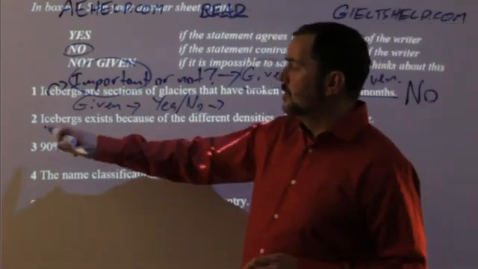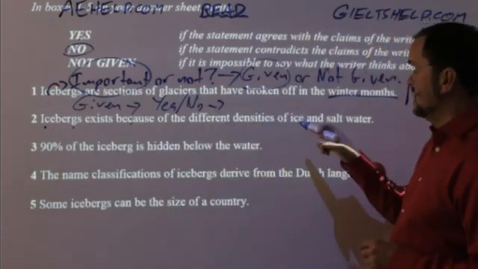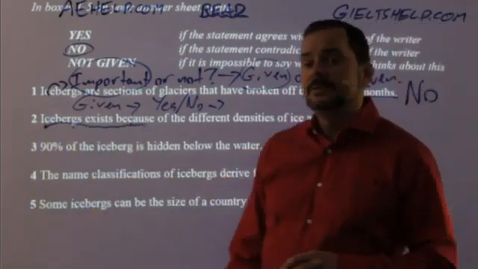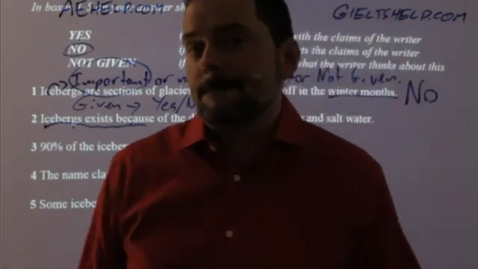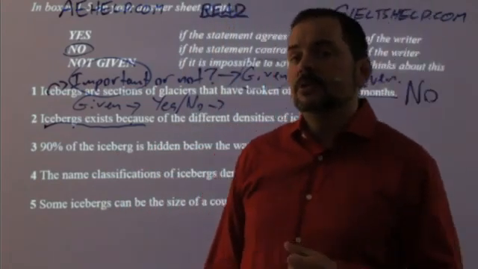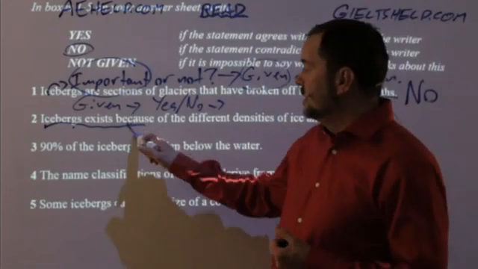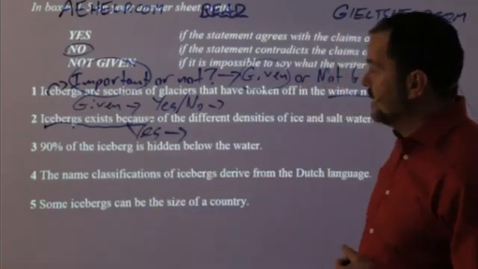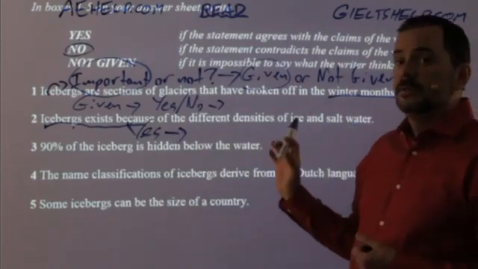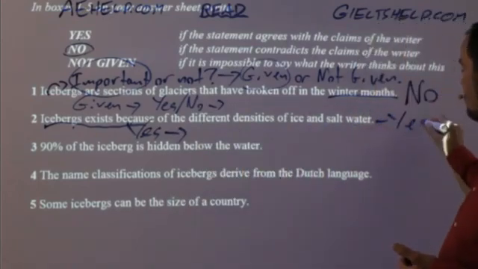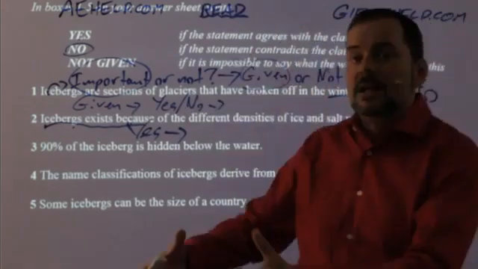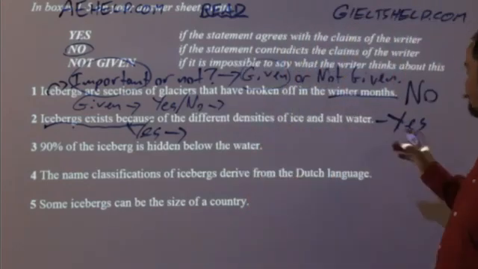All right, number 2, icebergs exist because of the different densities of ice and salt water. Is it important to know for this passage why icebergs exist? I think so, right? It answers the question of why do icebergs exist. We just read about that. So yes, it's given. And so the answer here, do icebergs exist because there's a difference in densities? And the answer is yes. Otherwise, they would just sink to the bottom of the ocean and we wouldn't really think about them because they just would melt in the ocean, right? So we wouldn't see them.